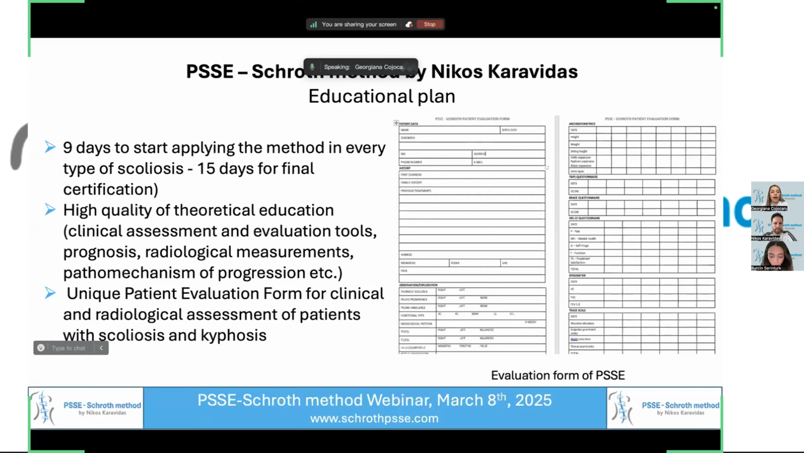Our courses include high quality theoretical education, like clinical assessment, and we have a lot of evaluation tools, prognosis, radiological measurements, pathomechanism of progression. And in the end, when the participants finish basic and level 1, they will receive from us a unique patient evaluation form for clinical and radiological assessment of patients with scoliosis and kyphosis, which was developed by Nikos, and it has 6 pages. So you have all the details, information that you need to store with your patient.